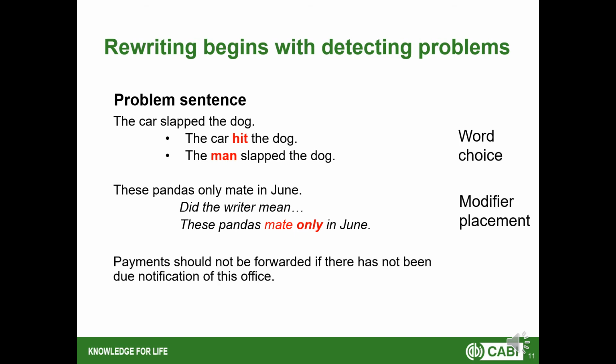Now, what happens when we get to a sentence like this? Payments should not be forwarded if there has not been due notification of this office. This does seem difficult to read and understand, so you can detect a problem. But the next step of trying to figure out what the problem is and how you should attack it is where the editing skill comes in. If you see this revision, you should not forward the payment unless you have notified us. That seems much more clear and understandable. But what is it specifically that was changed or edited from the first sentence to the second? Those are some of the skills you need to develop to edit yourself.